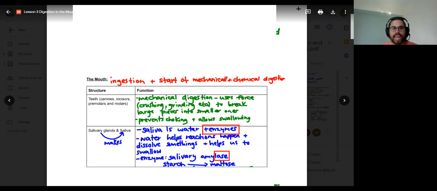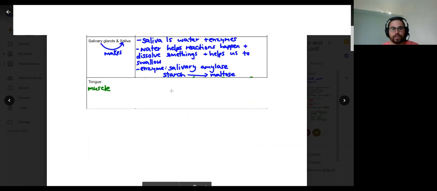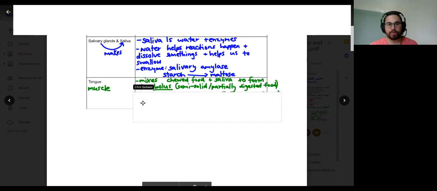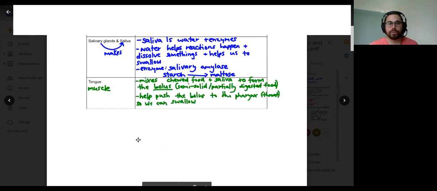Let's look at the next component, the tongue, which is a muscle. Now, most people don't really think of the tongue as anything other than something that tastes food, but it is actually quite important in the grand scheme of digestion. It is responsible for ensuring that chewed food and saliva form what's called a bolus. A bolus is a semi-solid, partially digested mass of food.